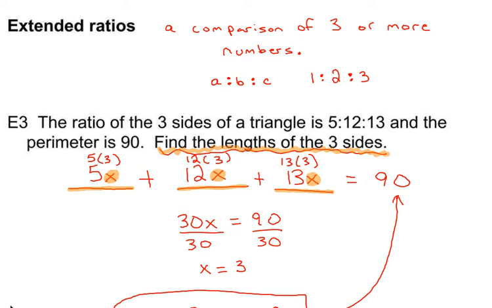So when you plug that back in, you're doing 5 times 3 to get you 15 for the first one. 12 times 3 gives you 36 for the second one. And 13 times 3 gives you 39 for the last one, which if you add them all up, that'll give you your perimeter of 90.